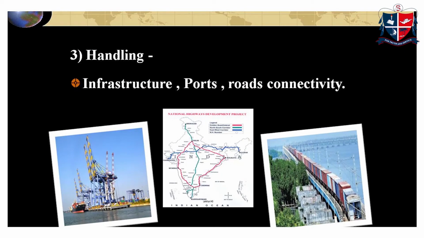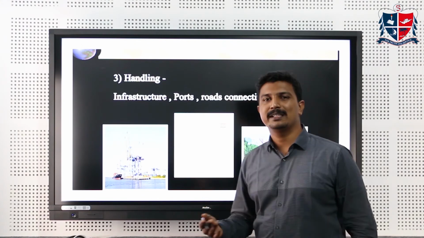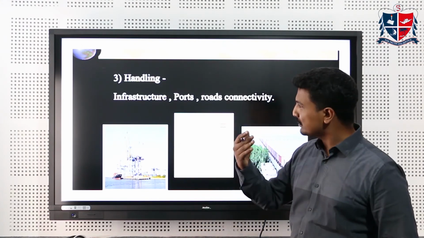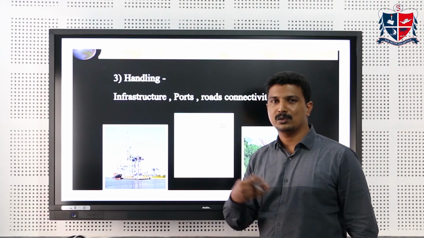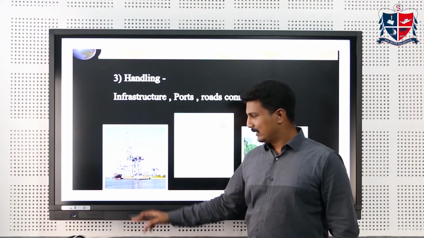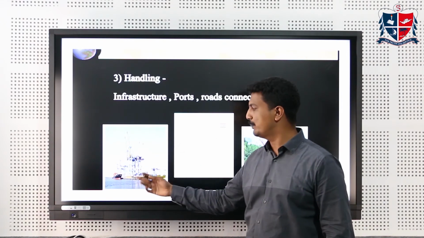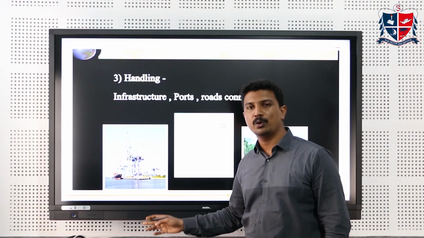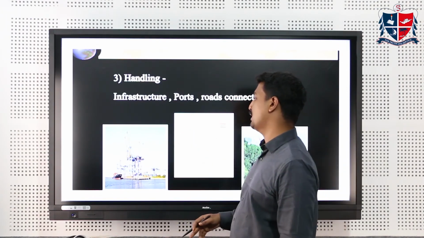Then next is handling. In the flow of things, we discussed the modes of transportation, then storage. The next is handling. In order to offload the container and load the cargo onto another mode of transportation, we need equipment like cranes. The ships come from abroad, like from Dubai to Cochin port. Then the containers have to be offloaded to trailers. So we need cranes, equipment like this, for handling the cargo.